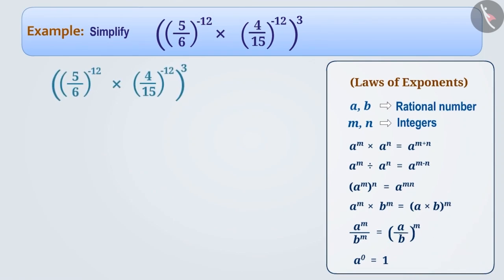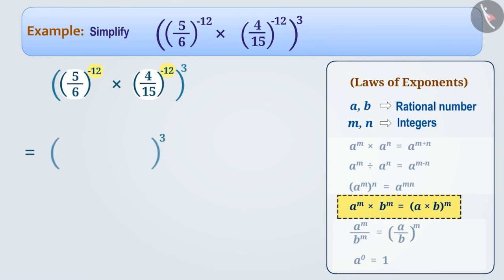Here we see that two exponents are being multiplied in brackets whose bases are different, but the powers are the same. To simplify it, tell us which rule should we use? Give it a thought. Exactly, we will use this rule: a^m into b^m is equal to (a into b)^m. In this way, we can write (5/6)^-12 into (4/15)^-12 is equal to (5/6 into 4/15)^-12.